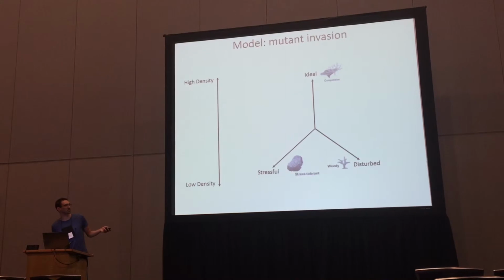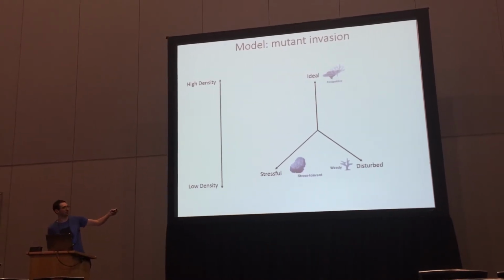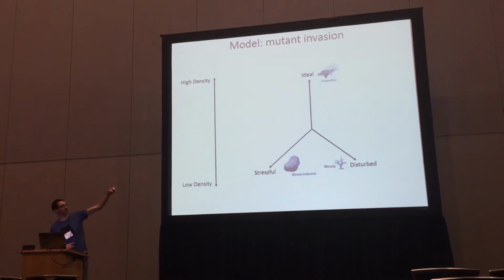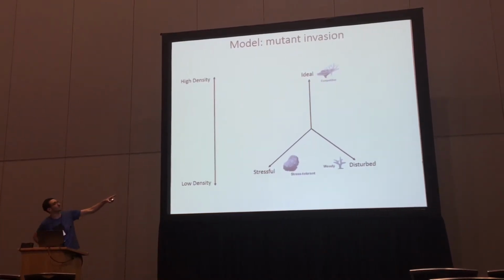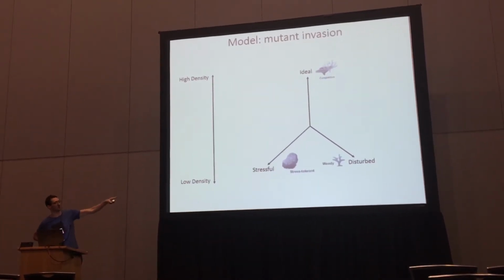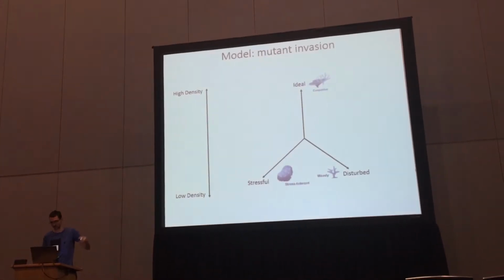So all I've done here is draw those axes again with the primary strategies associated with each zone as well. And you can see that there's the high density, and there's two ways to be at low density, either stressed or disturbed.